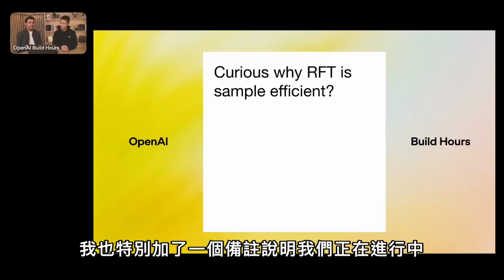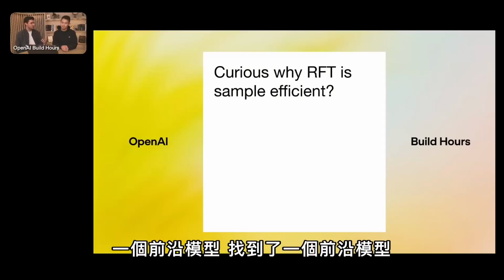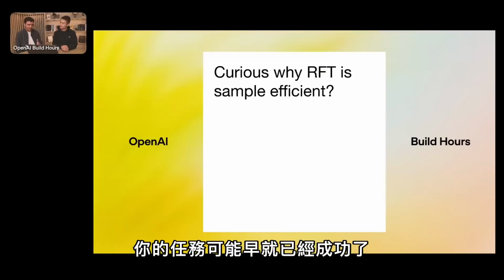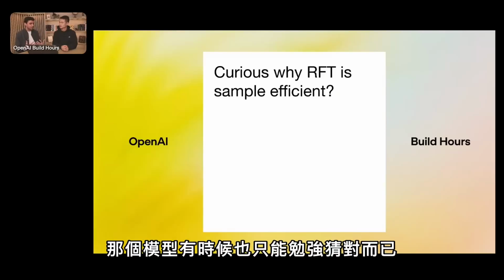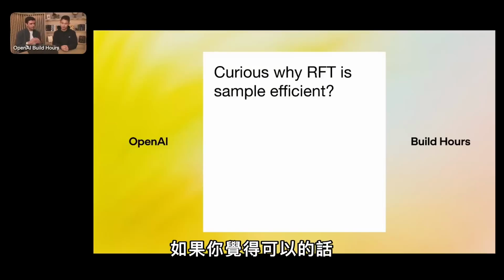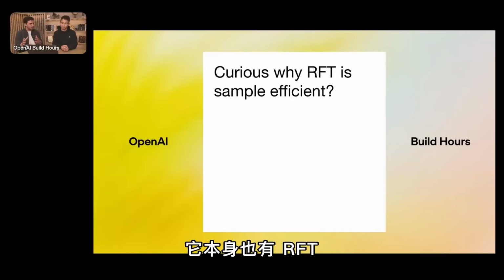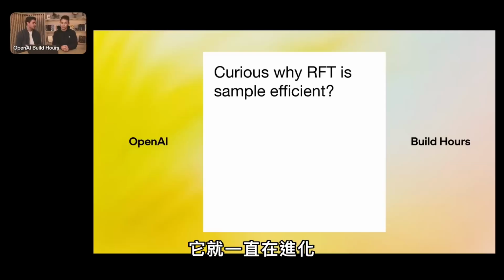I'll also add a note on the fact that we're working on a frontier model and fine-tuning a frontier model. So the prior you're working with is already very strong, and probably already has success on your task. All of this variance only works because that model is able to sometimes get it right. Exactly. It's just the power of the prior. And if you extrapolate, if there's a new model that is stronger and you have RFT on it as well, you can expect it to be sample efficient again, because the prior will keep on increasing. The model is generating really good data for itself because the prior is so good, as Theo said.